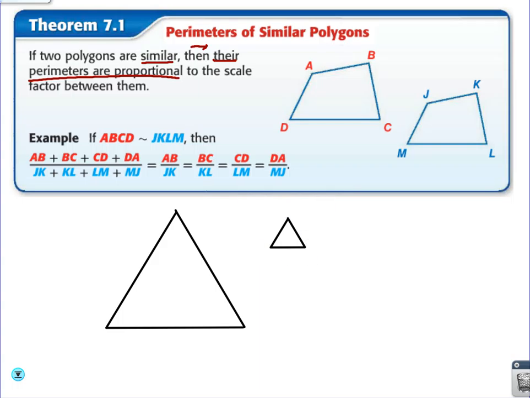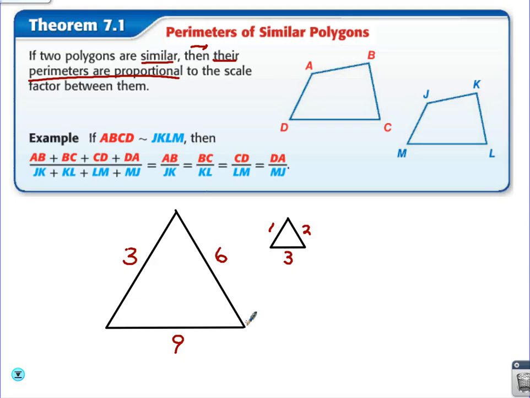And let's say that we have side lengths of 3. Just to make it simple, let's do side lengths of 3, 6, and 9, and side lengths of 1, 2, and 3. Those two triangles are proportional. Those two triangles are similar. How do I know they are?